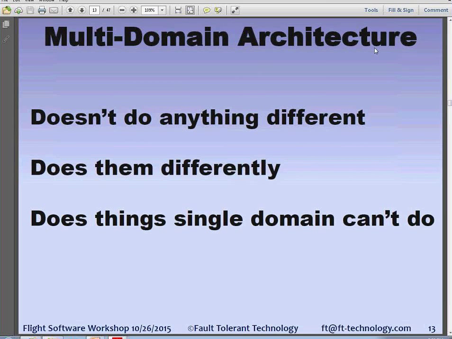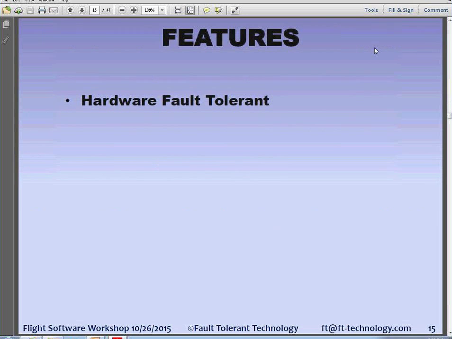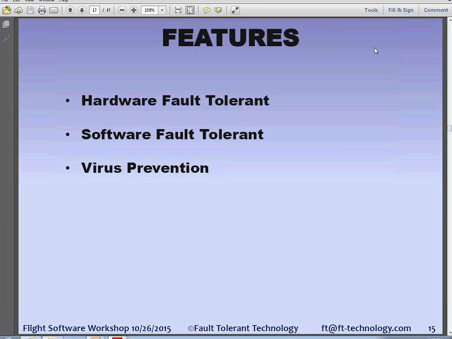So multi-domain architecture doesn't do anything different, but it does do things differently. And it really does do things that a single domain can't do. So some of its features are that it's hardware fault tolerant. We'll talk about that a bit more. In a software fault, or when software fails in a multi-domain architecture, not only do we get a core dump, but you can go back to the last checkpoint and replay that failure so you can watch it fail.